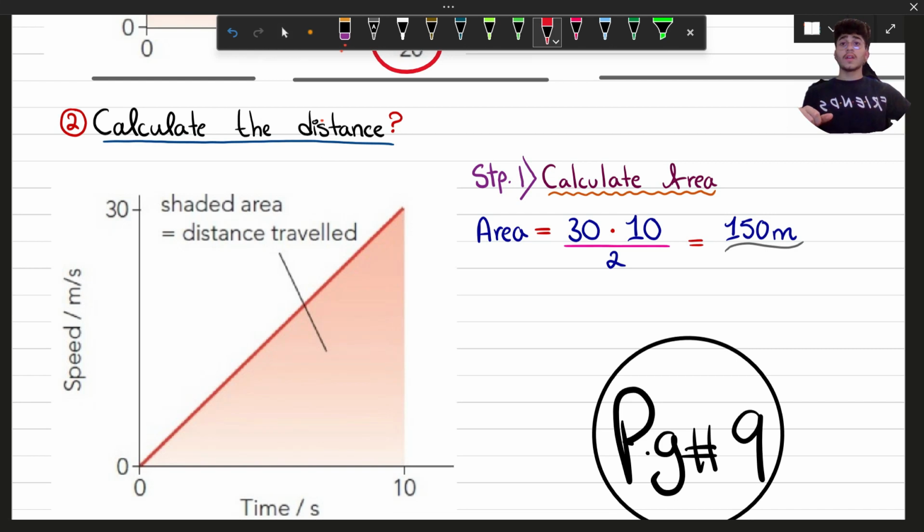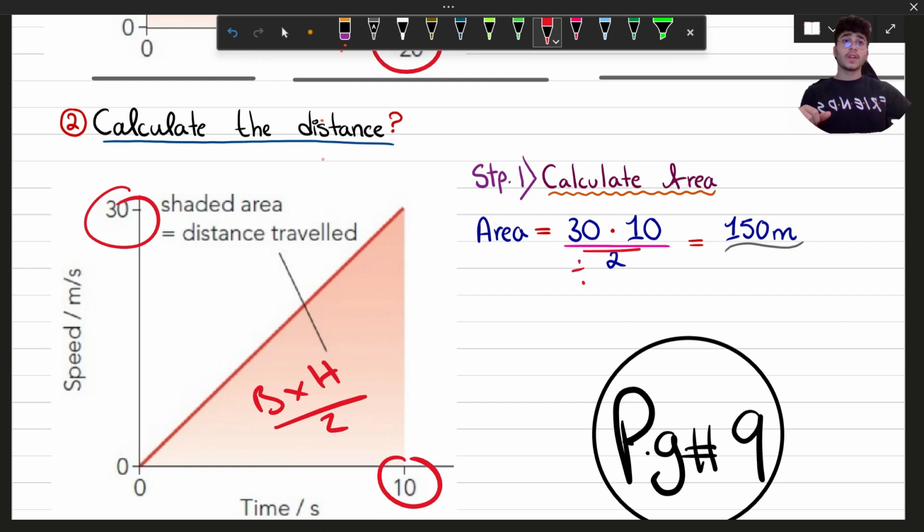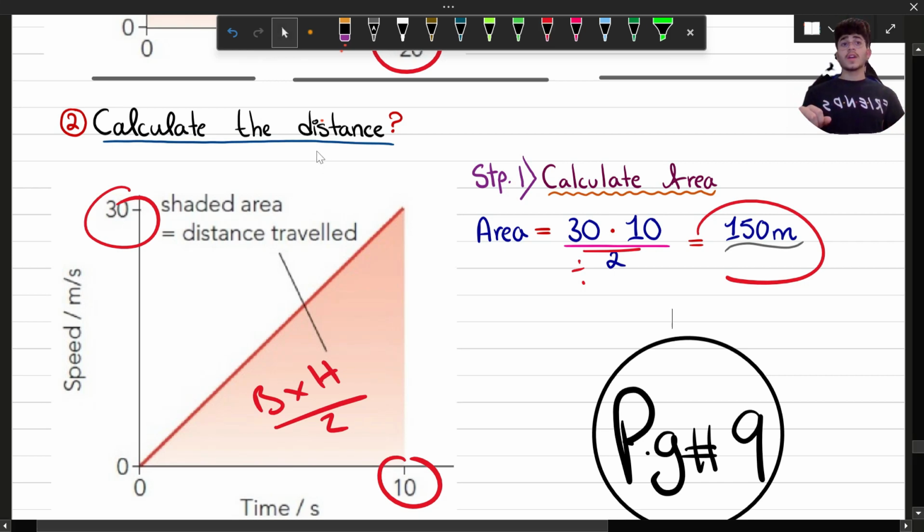Calculate the distance for this one. This one is a triangle. Triangle is base times height over 2. Our base here is 10. Our height is 30. So area is 30 times 10 divided by 2, which is 150 meters. Simple as that. And this way we have covered everything regarding topic 2, describing motion, the types of quantities.